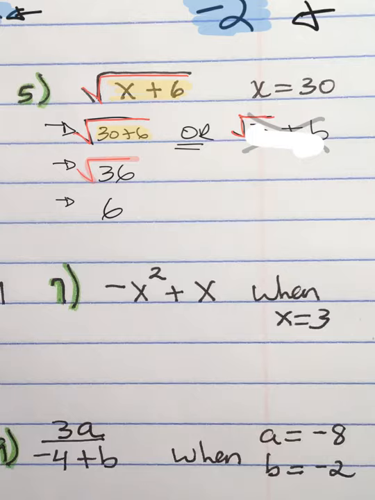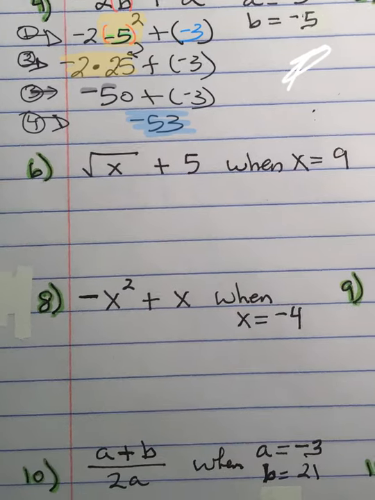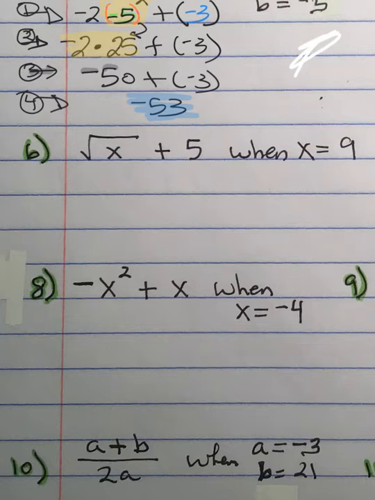Okay, let's look at number 6. Number 6 is another square root symbol. But notice how far that square root symbol actually goes, right? How far does it actually go? Is the 5 under the square root symbol, or is the 5 outside of the square root symbol? So is this correct? And then we're supposed to put a 9 in place of x. Or is this correct? Right? Which one of those is correct?